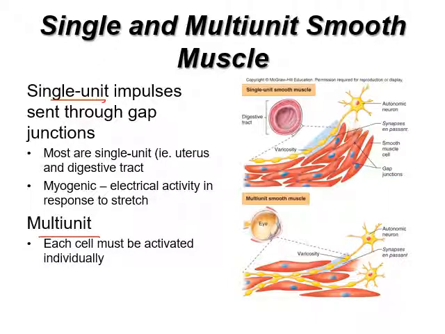Single unit, these muscles have gap junctions, so we can just stimulate this muscle fiber and you get stimulation of these other muscle fibers. Where a multi-unit, this is less common. The single unit is the more common. The multi-unit is the less common, but you can see here we have to activate each of these muscles individually since there are no gap junctions between them.